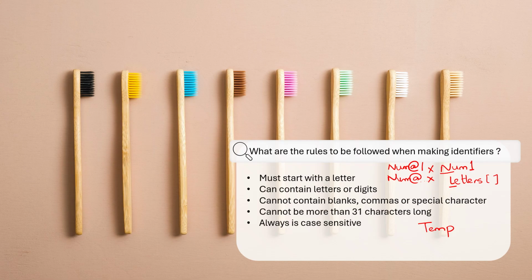And fifthly, it is case sensitive. What do I mean by case sensitive? For example, if you are using two variables, one of them is named Num and the other one is named num. Both of these will be considered as two separate variables because here Num is starting with a capital N, whereas here num is starting with a small n. This is what we mean by case sensitive. If a name uses capital letters, it will be considered a different variable as compared to the same name used in small letters.